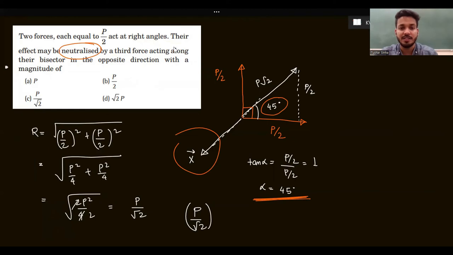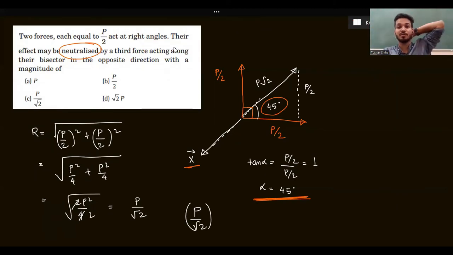These are in opposite directions because this vector that we found out, P by root 2, is also exactly in the middle. It's the bisector of this 90 degree, like 45 degree and 45 degree, going exactly through the middle. And in the question, it is said this X vector is going through the middle, the bisector. So that's why they are in the same direction.